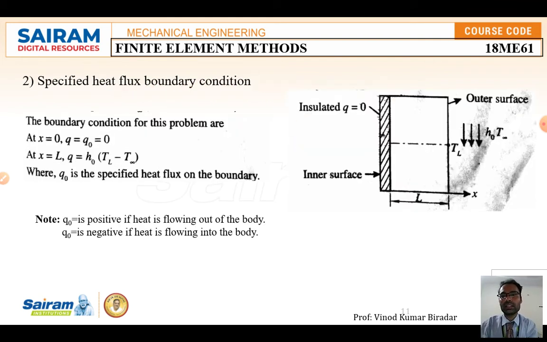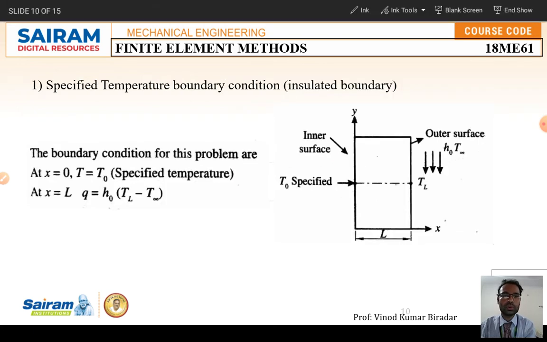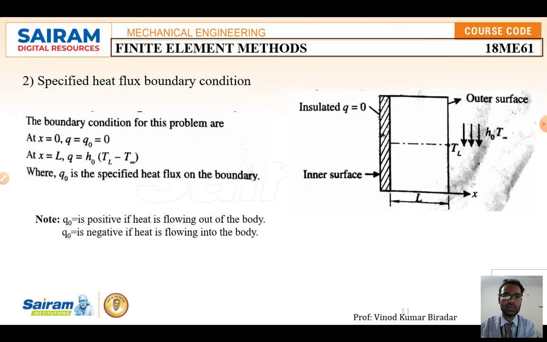Coming to the second, the specified heat flux boundary condition. Here one end is completely insulated, that is Q is equal to 0. This is one type of boundary condition. Again, they give one more boundary condition, that is heat transfer due to convection. Again the beginning surface is called the inner surface, and the end surface is called the outer surface. What are the boundary conditions? At x is equal to 0, Q naught is equal to 0, because it is completely insulated, so no heat transfer takes place here.